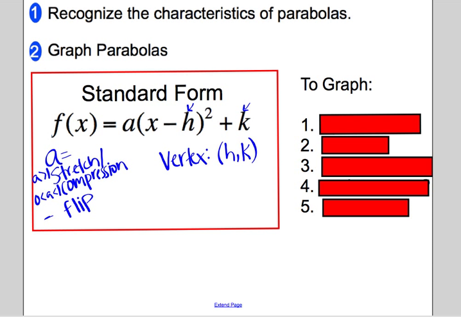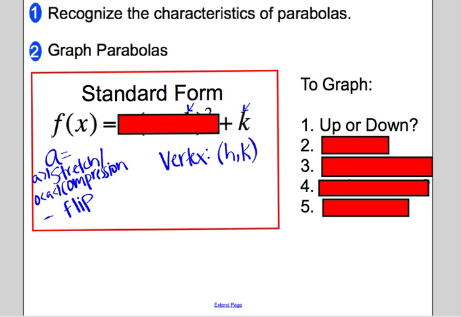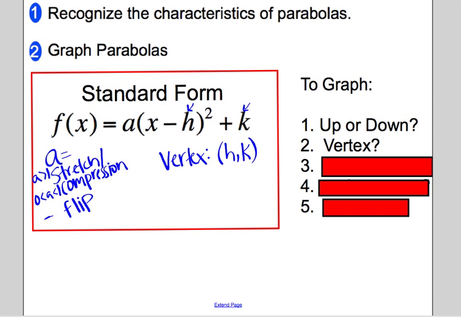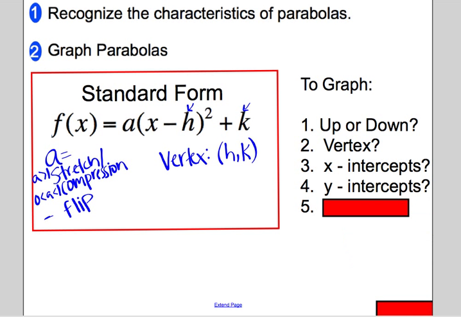So, in order to graph parabolas, we're going to follow a 5-step process. The first thing we're going to do is decide, is the graph opening up or is the graph opening down? After that, we're going to determine the vertex. Once we've found the vertex, we're going to find the x-intercepts. This is going to help us deal with the stretch and compression. We'll find the y-intercept just as another point. And finally, we'll plot those points and sketch our parabola.